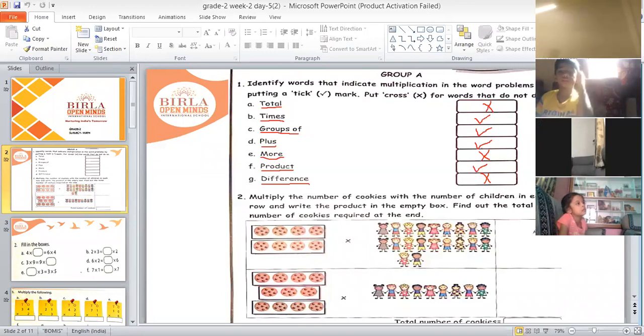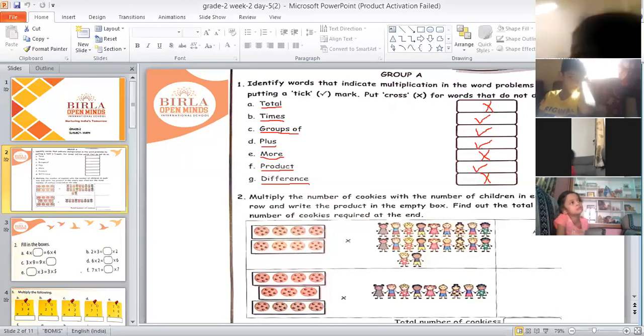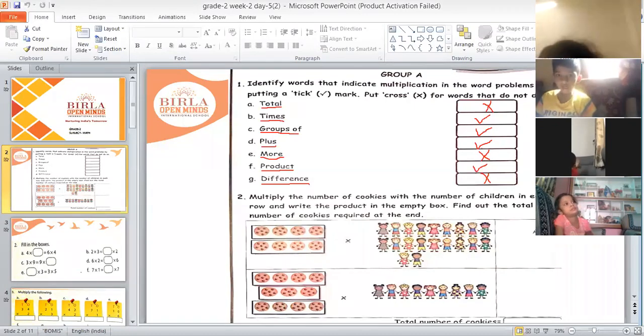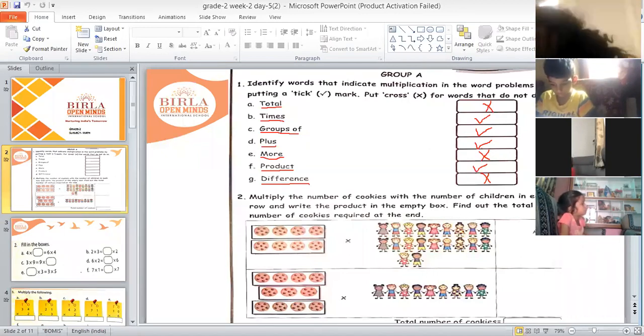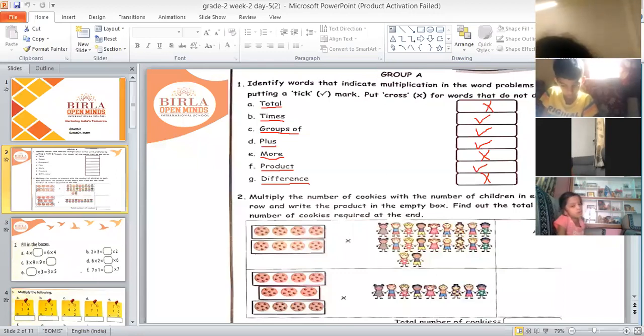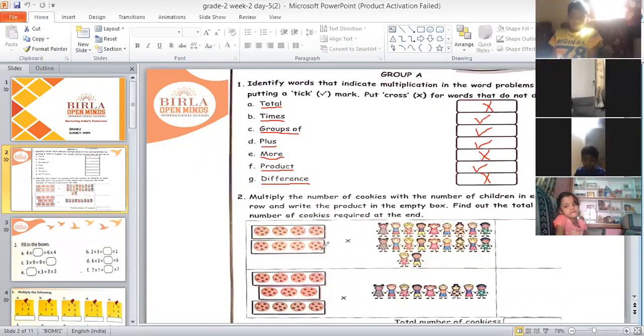Okay, children. Now, your second question. In your second question, children, on page number 11, listen carefully. What we have to do is multiply the number of cookies with the number of children.